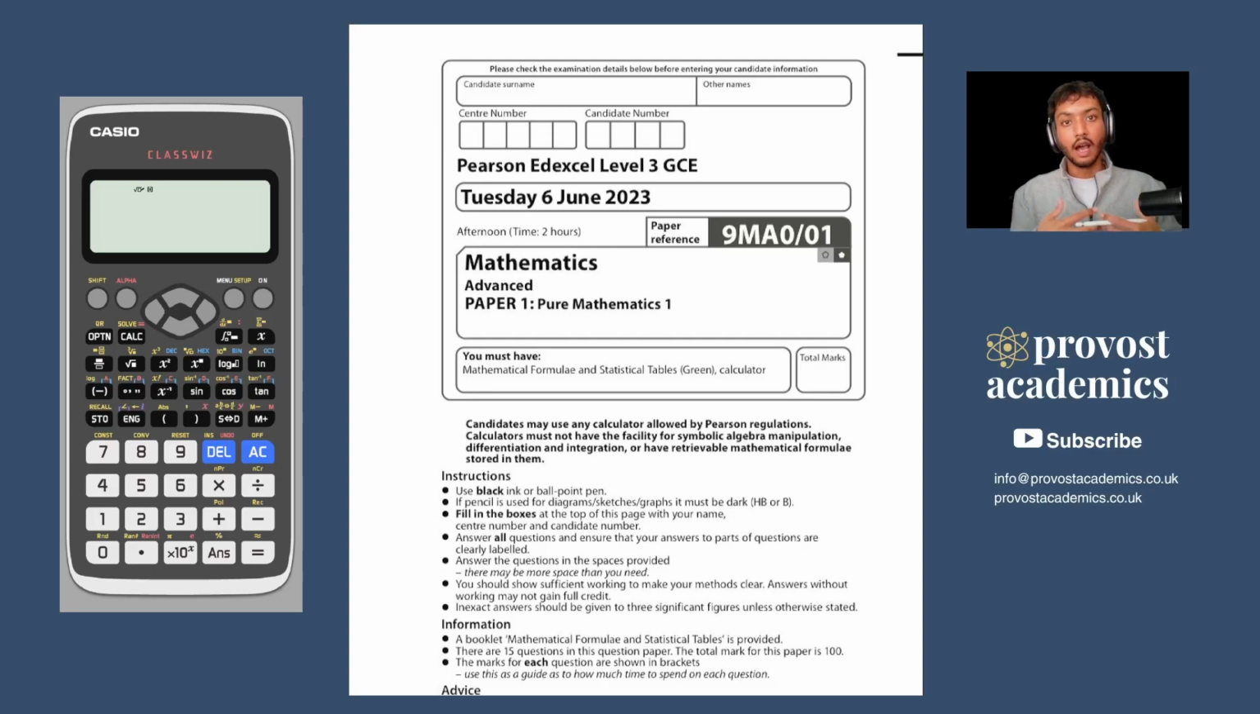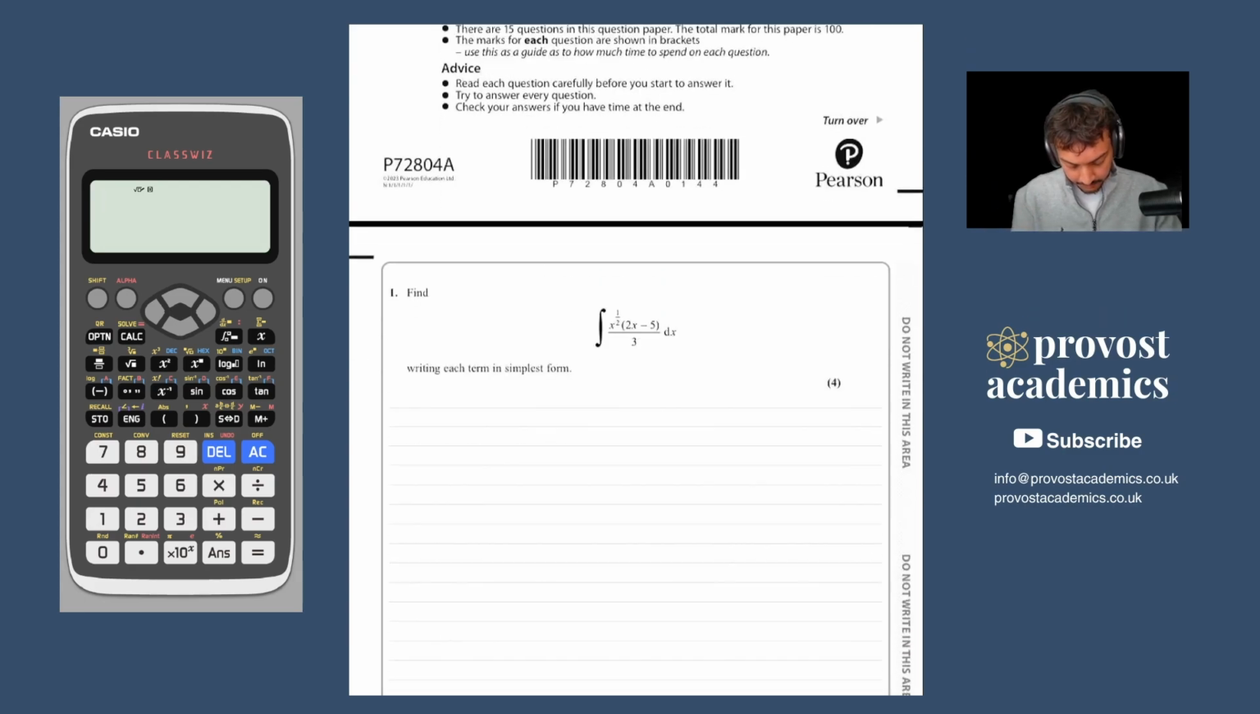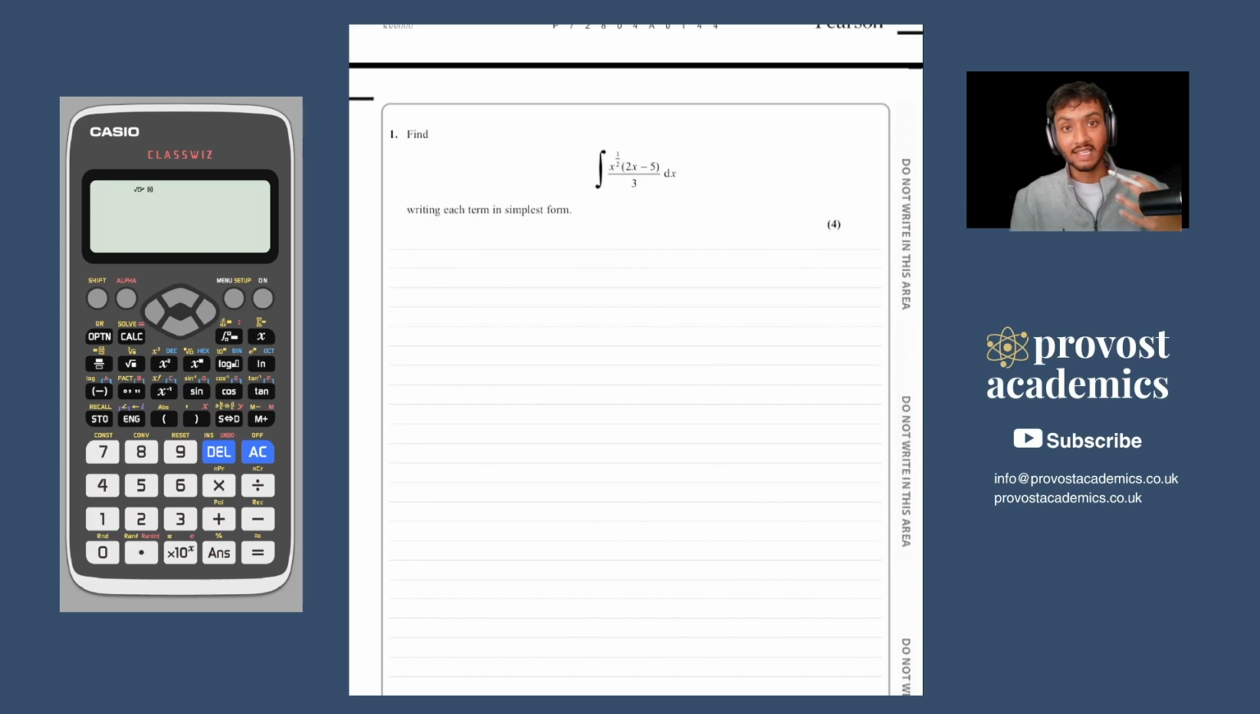Hi everyone, today I've got the Edexcel 2023 A-level paper 1. Let's get to it. So question 1, we're looking at integration and we're looking at polynomial integration.